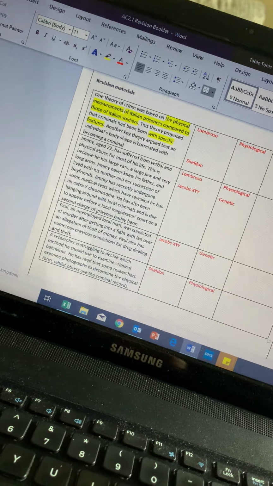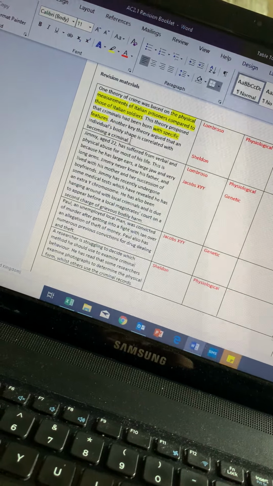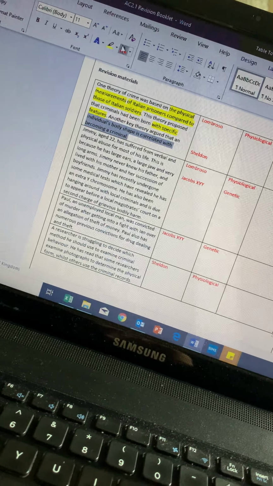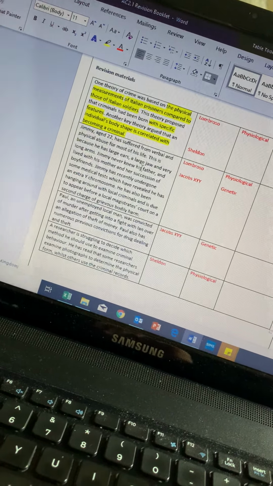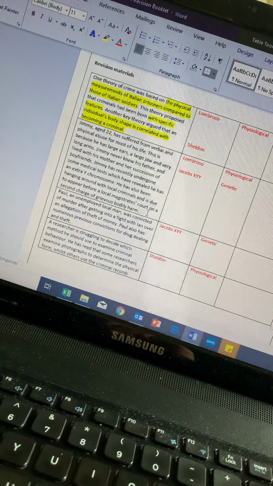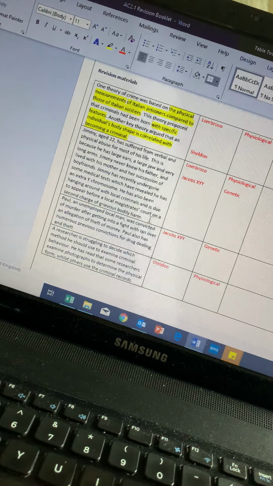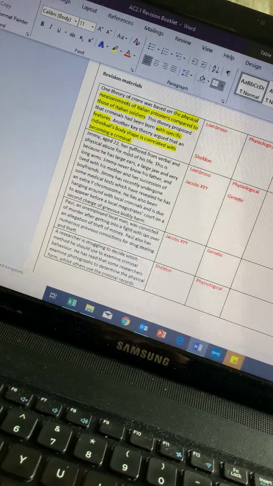Talk about it all. And another key theory argued that an individual's body shape is correlated with becoming a criminal. So body shape, we know that's Sheldon, also a physiological theory. Okay, next one. We've done this one in class. I know it seems like a while ago since we were in class, but hopefully you remembered it.